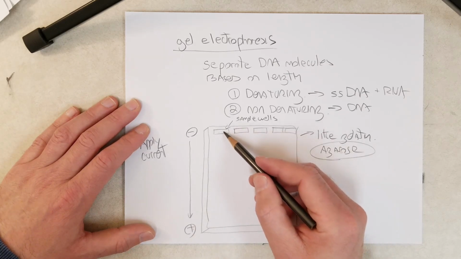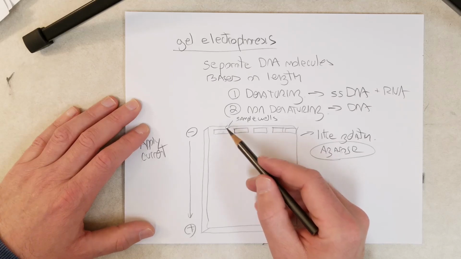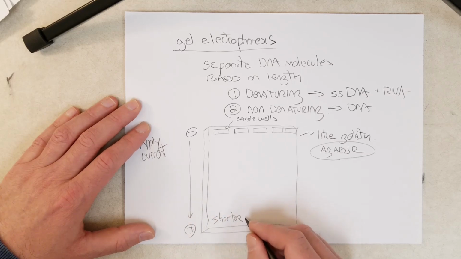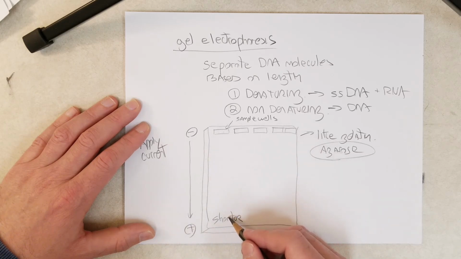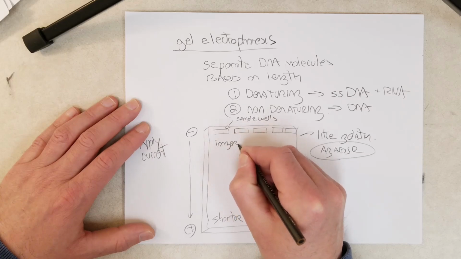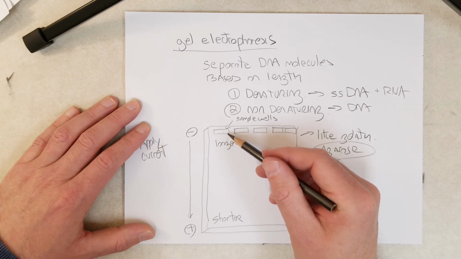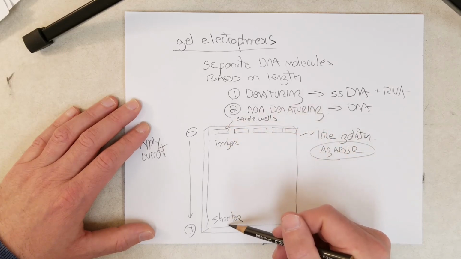And so if you load many molecules of DNA in here, and they're all different lengths, well, the shorter ones move through faster than the longer ones. The shorter ones race through at a faster rate than the longer ones. So you end up separating the DNA molecules by length. The longer ones end up closer to this side of the gel, and the shorter ones end up down here.